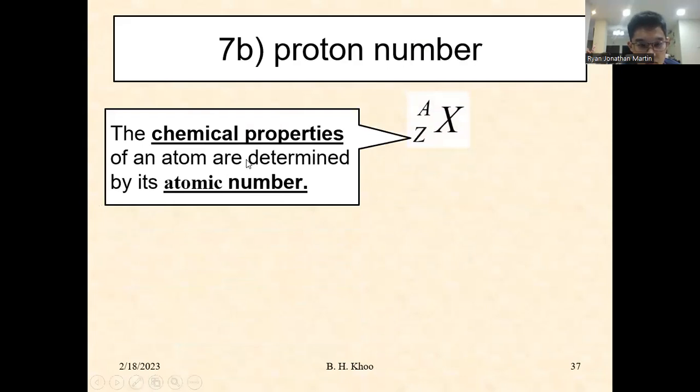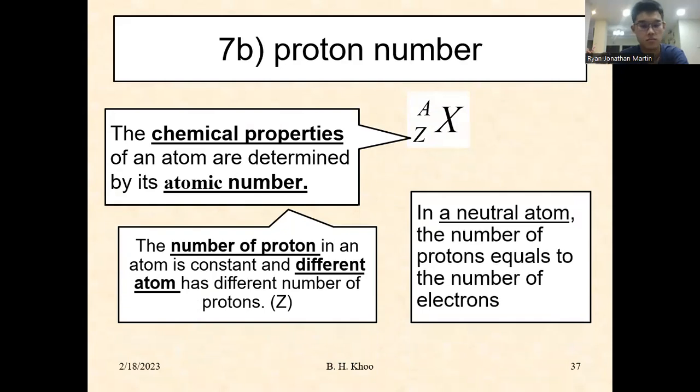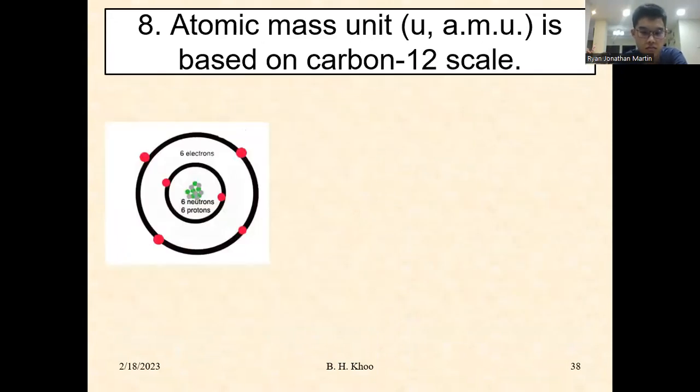Okay, so chemical properties of the atom are determined by the atomic number. The number of protons in the atom is constant, and different atoms have different numbers of protons. In a neutral atom, the number of protons equals the number of electrons.